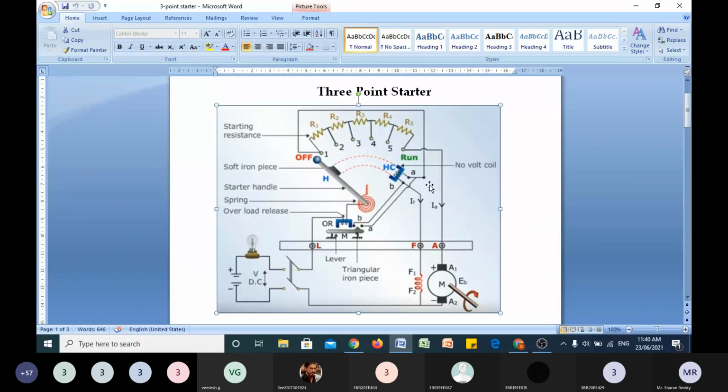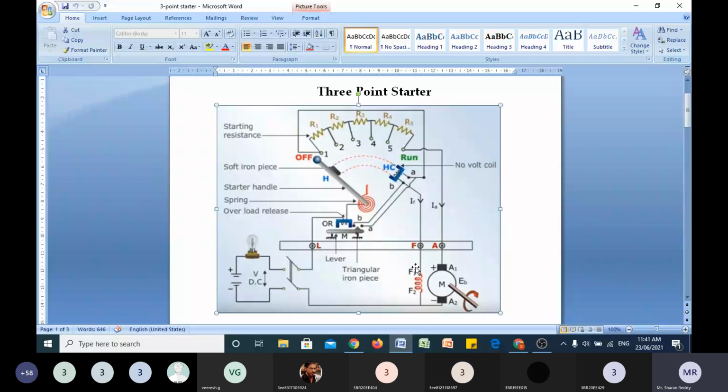Anybody can tell? Hello? Under normal working condition, even if you remove the starter, it runs safely. How? Hello? Line is directly connected, sir.